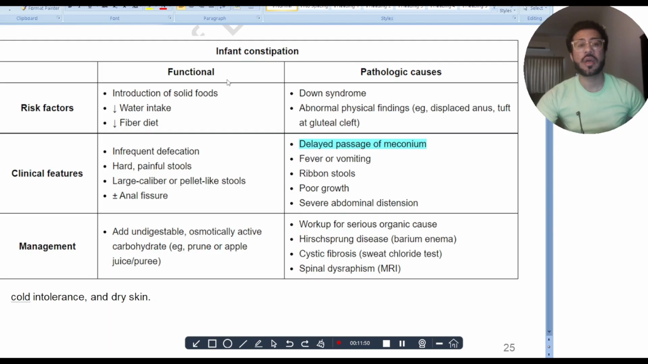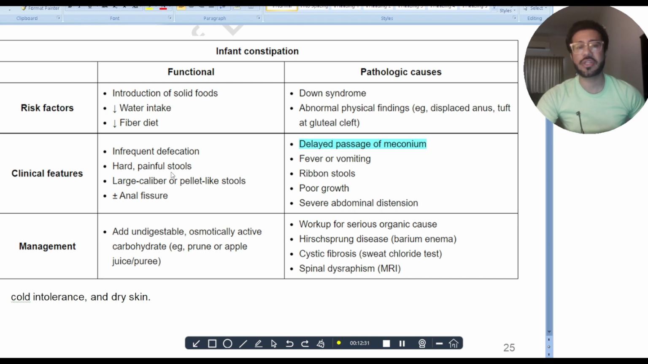Infant constipation. We're gonna see the pathological causes. Down syndrome causes Hirschsprung, as I told you guys. Displaced anus, anorectal anomalies, tuft at the gluteal cleft. It represents spina bifida, or anomalies of the spinal cord that happen in spina bifida. So if you see a tuft and delayed passage of meconium, you are gonna order a spinal MRI. Delayed passage of meconium is a hallmark. Poor growth, severe abdominal distension, Hirschsprung disease, you do a barium enema, cystic fibrosis, sweat chloride test, spinal dysraphism, which means lower extremity weakness, or a tuft on the lower spinal cord, you do a MRI.